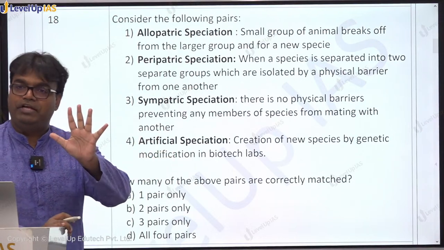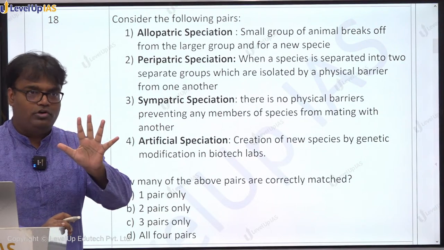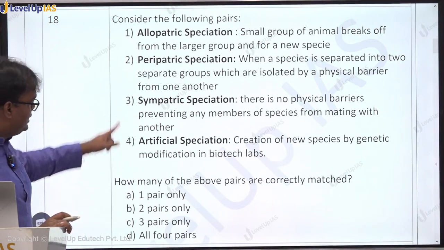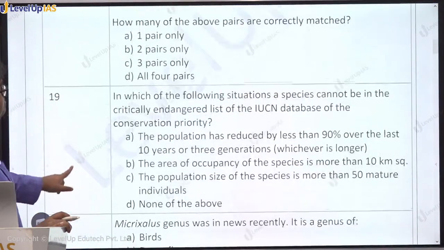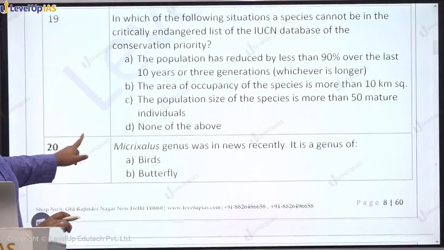We had covered five types of speciation. If you all remember that, hai na? So answer here is B. 18th ka B. 19th. Priyanka.